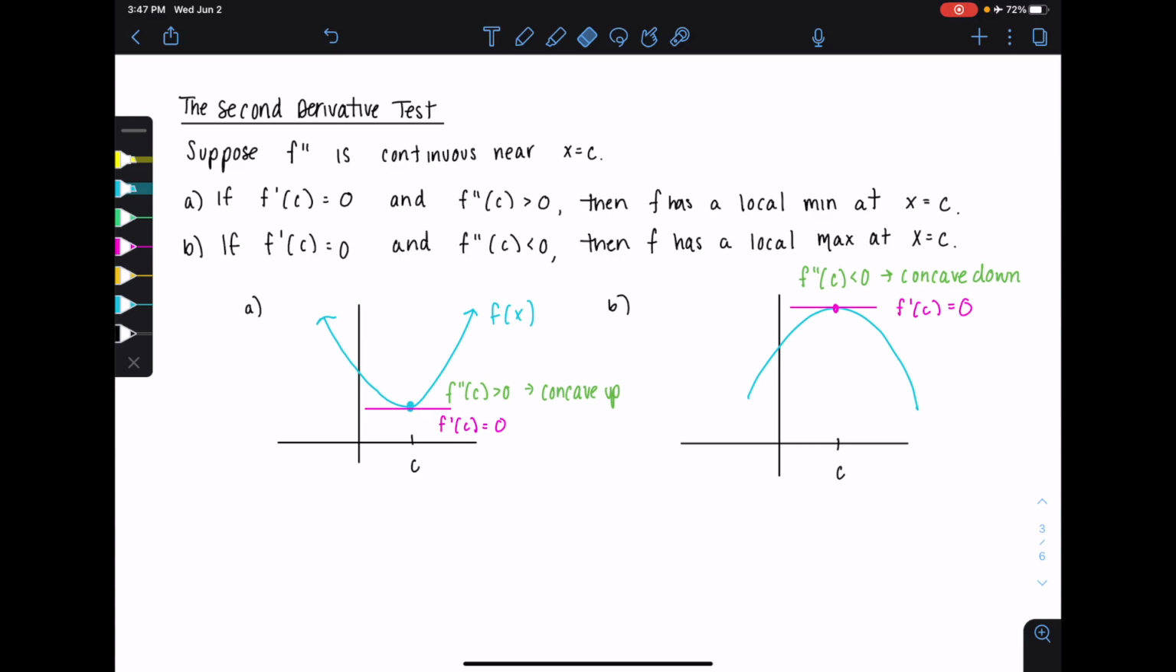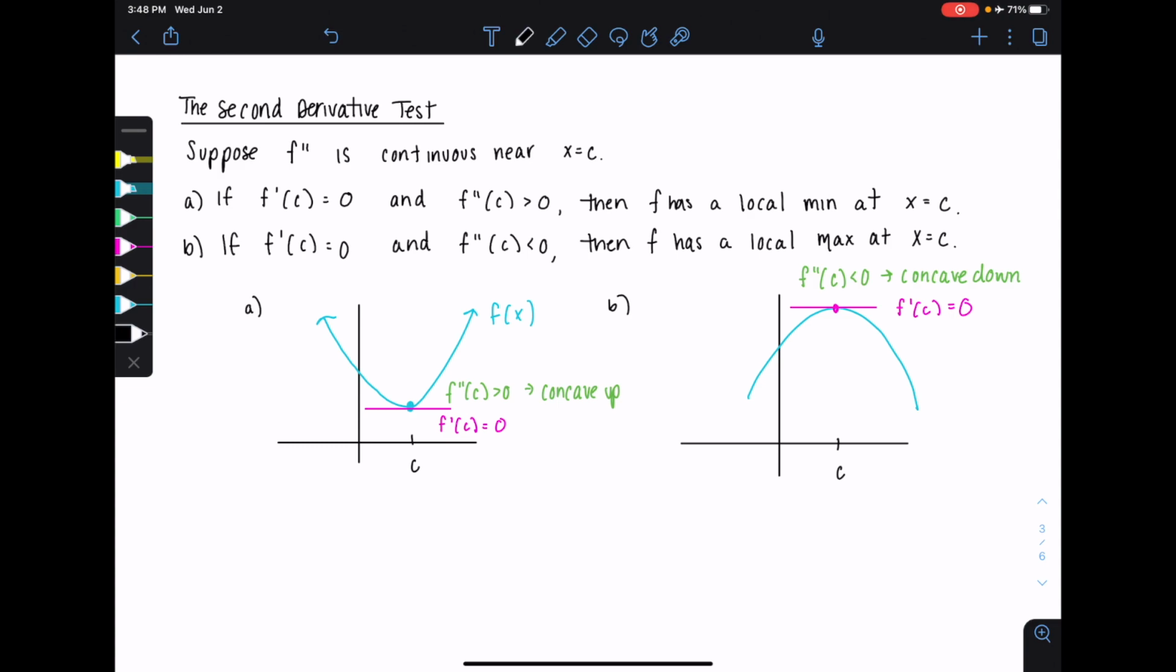Your homework is going to ask you to use the second derivative test to classify your extrema. Definitely get some practice with it. If you're not asked, though, like on a test to do something a particular way, you can use whatever method you want to classify extrema.